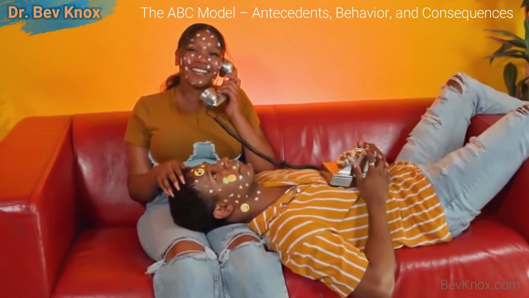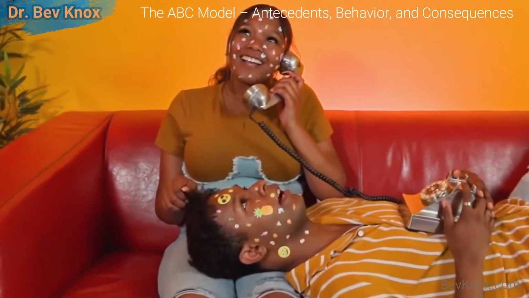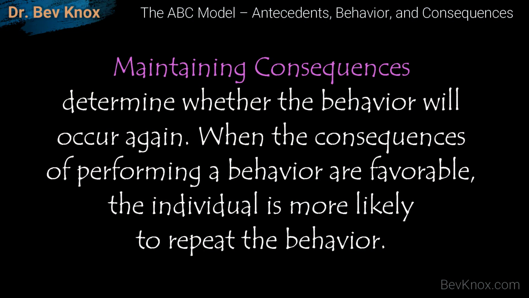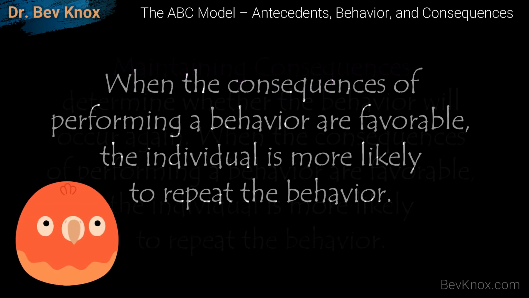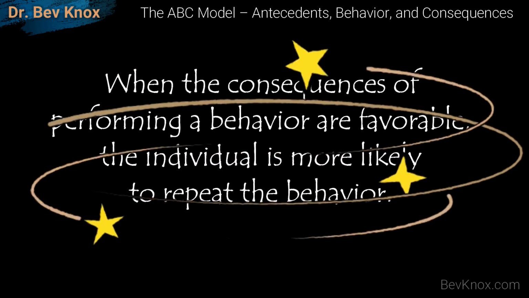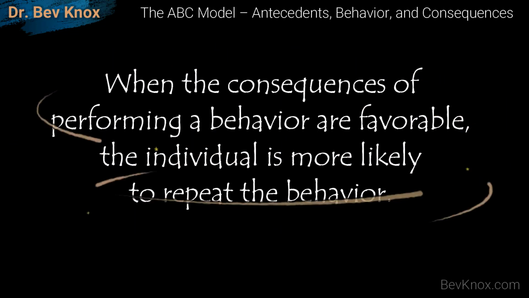Now let's move on to maintaining consequences. Whereas maintaining antecedents are responsible for behaviors being performed in the first place, maintaining consequences determine whether the behavior will occur again. In general, when the consequences of performing a behavior are favorable, the individual is more likely to repeat the behavior. Okay, let me say this again. This is primarily the secret weapon in behaviorism. Ready? When the consequences of performing a behavior are favorable, the individual is more likely to repeat the behavior.